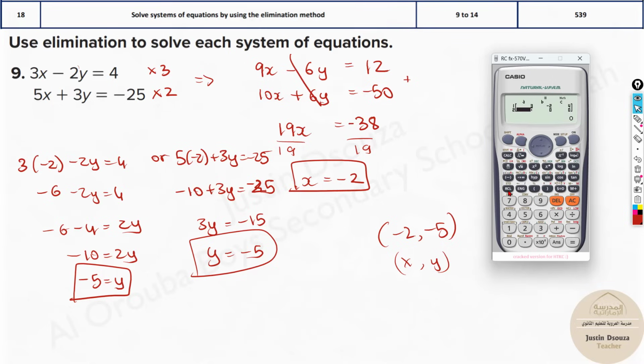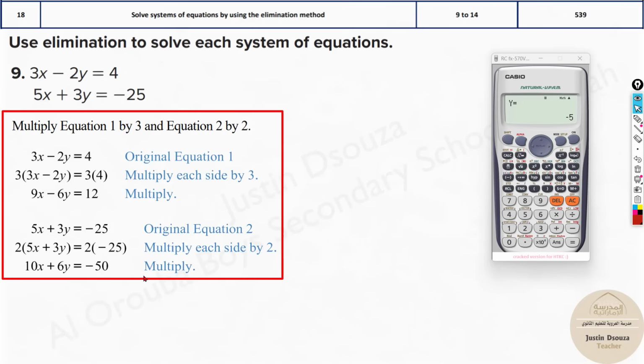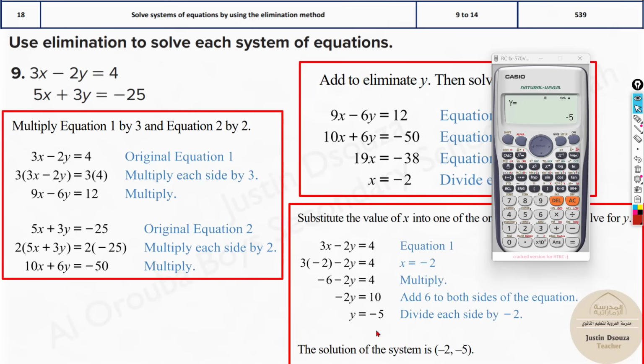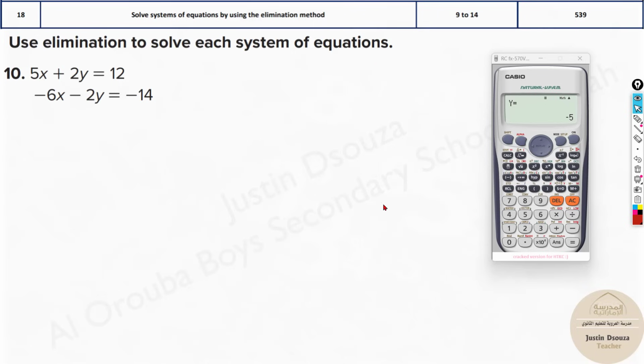3, minus 2, 4, and 5, 3, minus 25. This is all typed in. Press equal to, it gives you the x value, that is minus 2, and the y value is minus 5. So this is how we can check our answers. But you need to do the write-up, you need to write it and then check your answers. You can see that's the answer we got. X is minus 2 and y is minus 5. You can check this answer as well and solve it up.